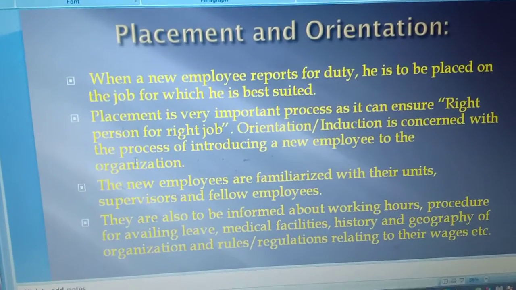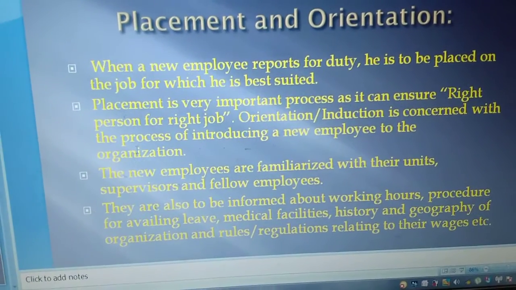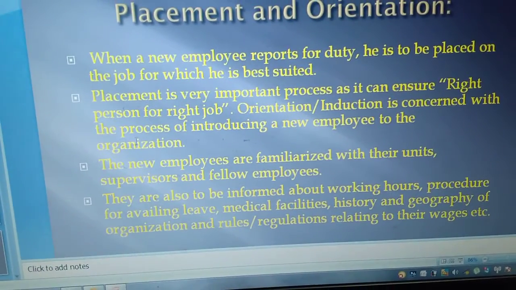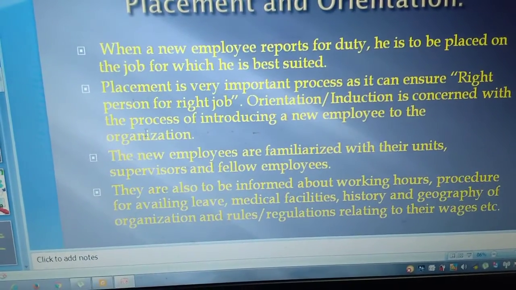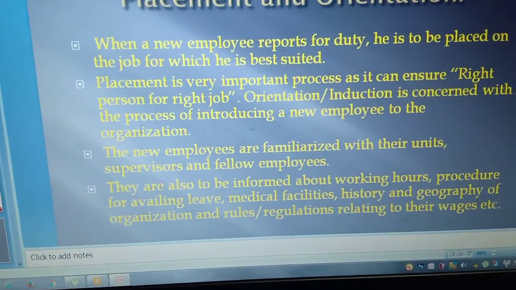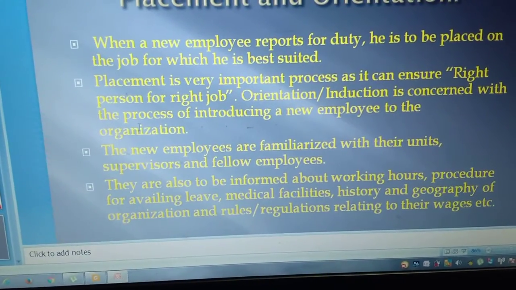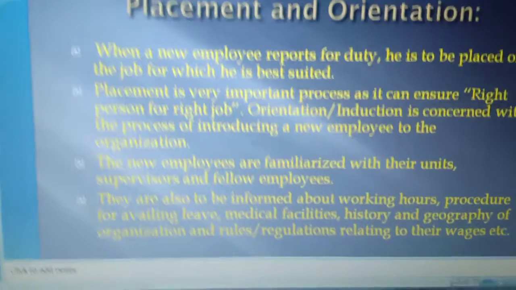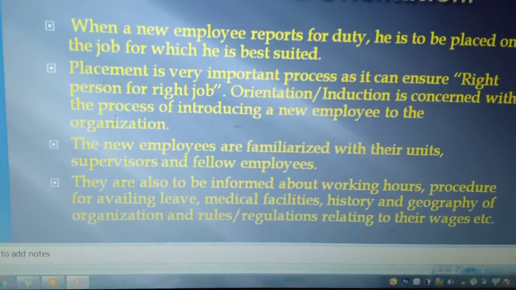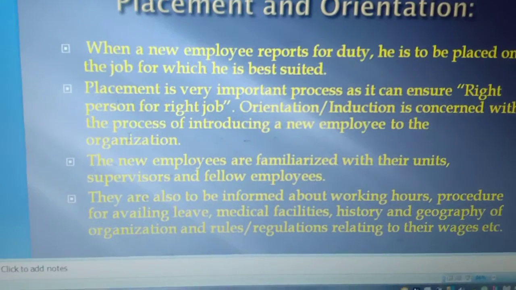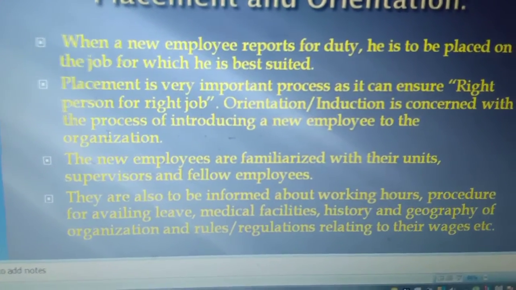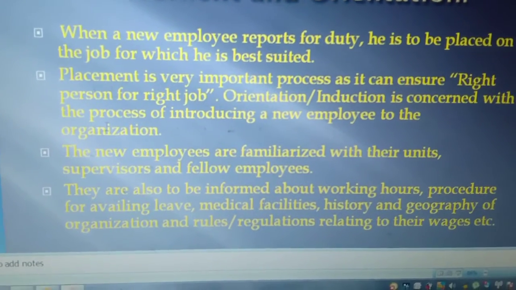Now the next steps are placement and orientation. When a new employee reports for duty, he is to be placed on the job for which he is best suited. Placement is a very important process as it can ensure the right person for the right job. So placement basically refers to the employee occupying the position for which he has been selected.